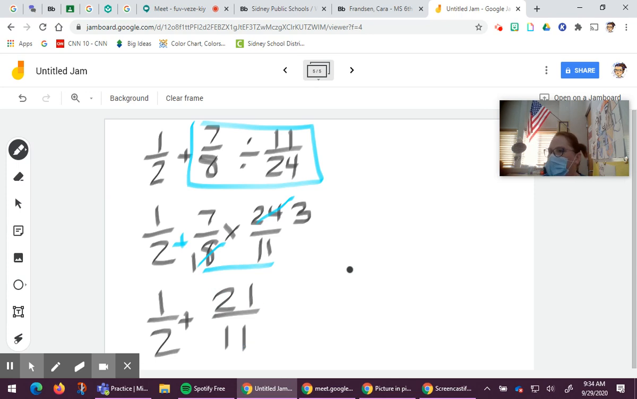Okay, and this is where we haven't talked about finding common denominators, but we're going to go ahead and use the easiest common denominator. You can copy what I'm doing here, and I'll just talk as I go.